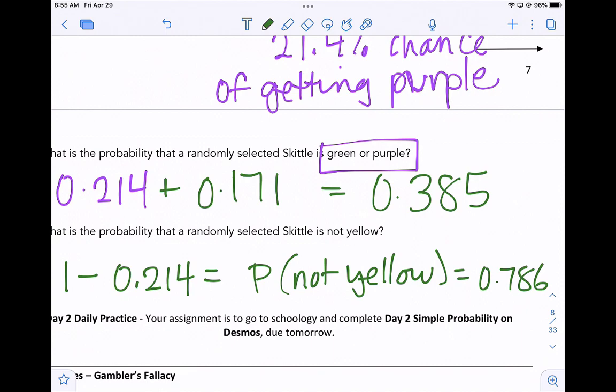All right, so your assignment today then is to hop onto Schoology. There's a link that will take you to this Desmos simple probability and finish that for tomorrow.